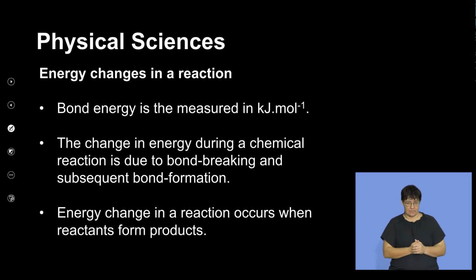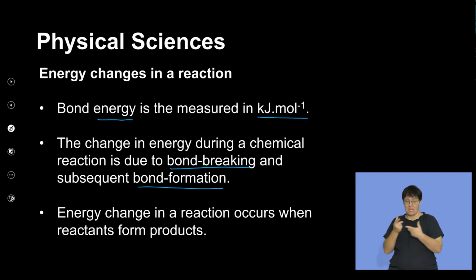What we know is that bond energy is measured in kilojoules per mole. This is the SI unit of bond energy. The change in energy during a chemical reaction is due to bond breaking and bond formation. These two happen subsequent to each other. For us to form new substances, bonds must be broken. In bond breaking, there is absorption of energy.